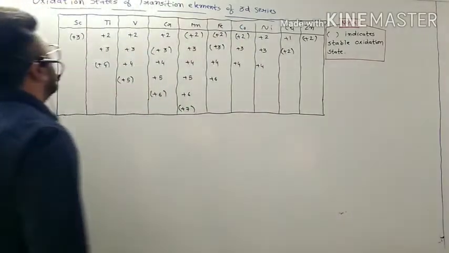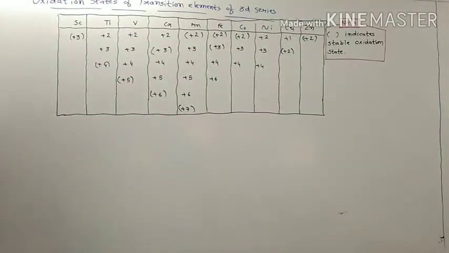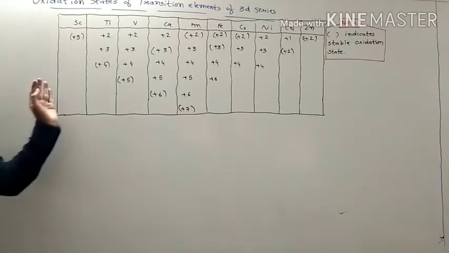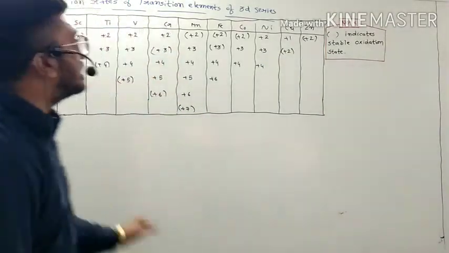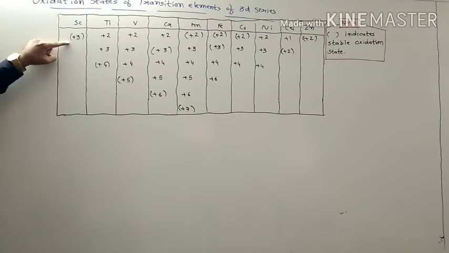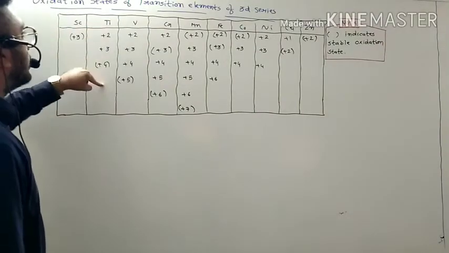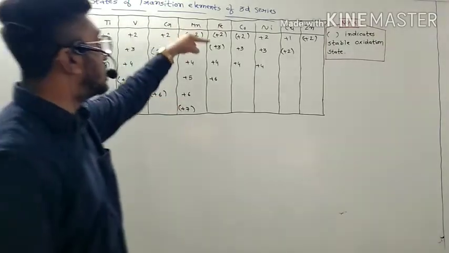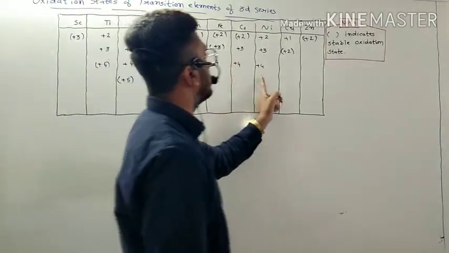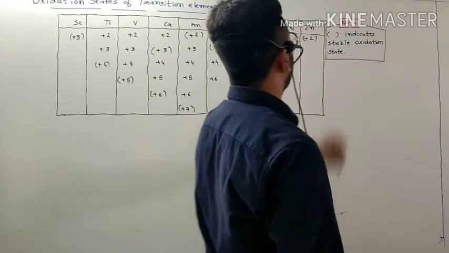Scandium, titanium, vanadium, chromium, manganese, iron, cobalt, nickel, copper and zinc are the elements of the 3d series. Now just see, these are the different oxidation states of the 3d series. Scandium has +3, titanium 2, 3, 4, vanadium 2, 3, 4, 5, then 2, 3, 4, 5, 6 to 7, then 2, 3, 4, 6, 2, 3, 4, 2, 3, 4, +1, +2 and +2.